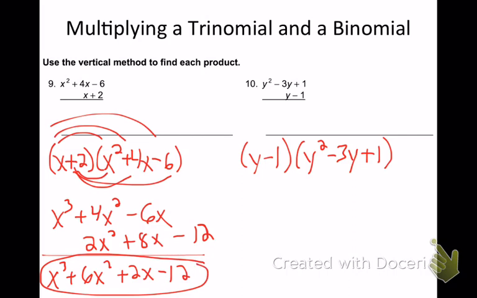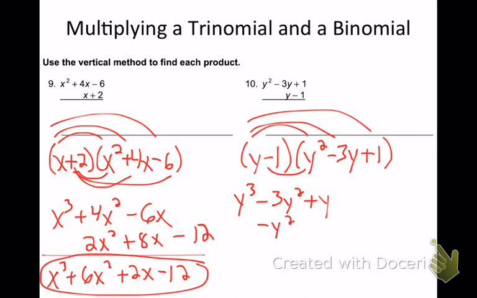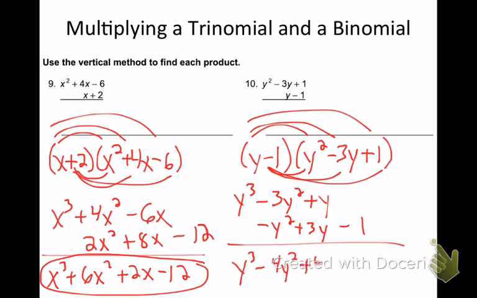Then the second one, again, I distribute. Y times y squared is y cubed. Y times negative 3y is negative 3y squared. Y times 1 is plus y. Then I do the other term. Negative 1 times y squared is negative y squared. Negative 1 times 3y is plus 3y. Then negative 1 times 1 is negative 1. Combine like terms, I get y cubed minus 4y squared plus 4y minus 1.